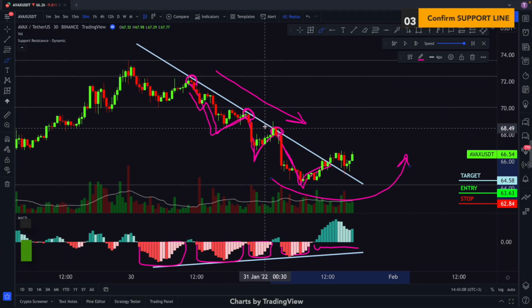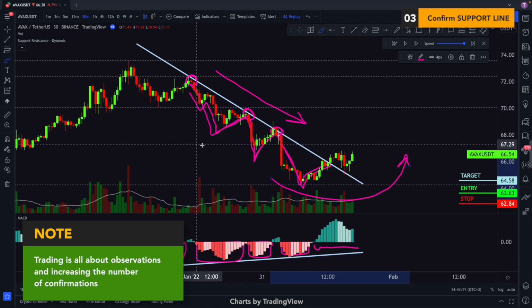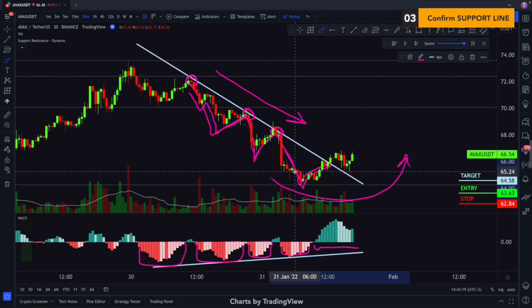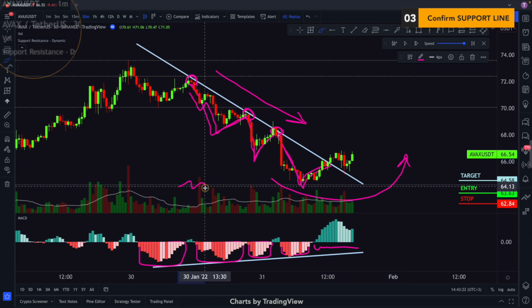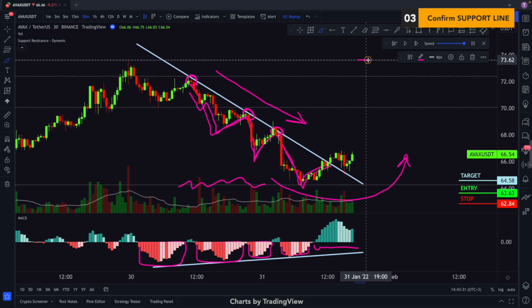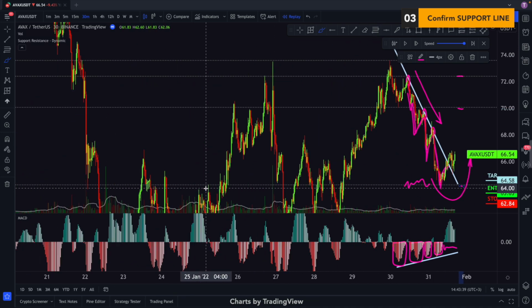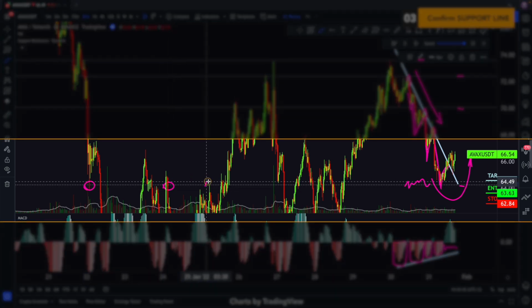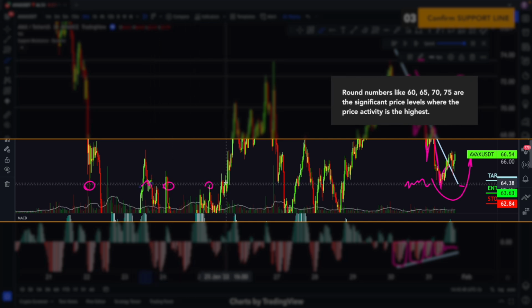Step 3. Trading is all about observations and increasing the number of confirmations. To increase our chances with this strategy, we need a strong support or resistance. This is why I use the support resistance dynamic indicator. Instead of drawing the support and resistance lines one by one, this indicator does it for me. If we just go back, as you can see, this is a critical price level and tested many times. Price always struggled around this level.